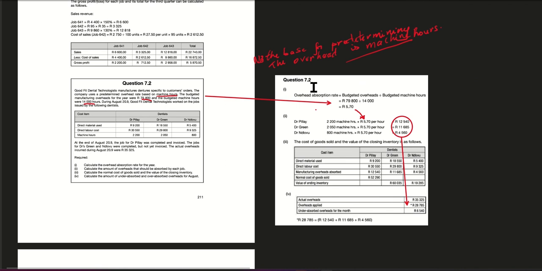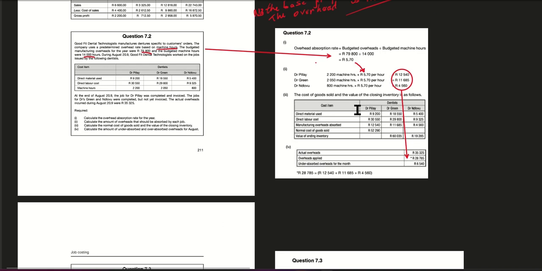But for question 7.2, the basis for predetermining the overhead is machine hours here, right? So always this should be the first thing that you're looking at with curiosity. What is the basis for determining the overhead? They give it to you straight. It's machine hours. So we will take the budgeted overhead divided by the machine hours to get the rand amount per machine hour, which is 5 rand per machine hour, right?